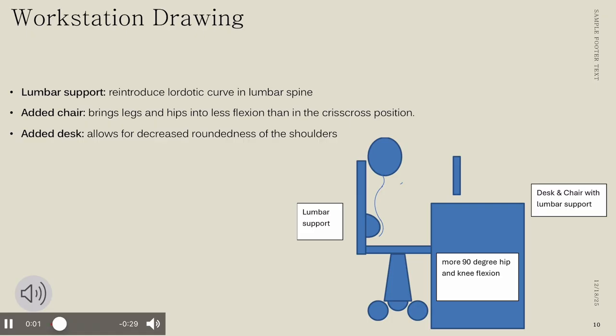The overall adjustments we would make to the workstation would be number 1, adding a chair, specifically with lumbar support. The lumbar support will help reintroduce that lordotic curve into the lumbar spine, and next, overall having a chair will help bring those legs and hips into a more extended and comfortable position. Next would be adding a desk. This will allow for the decreased roundness of the shoulders, allowing for better ergonomics.